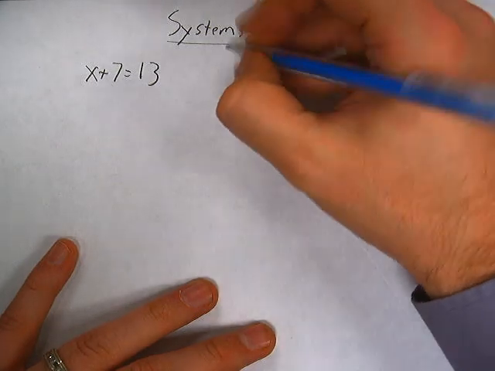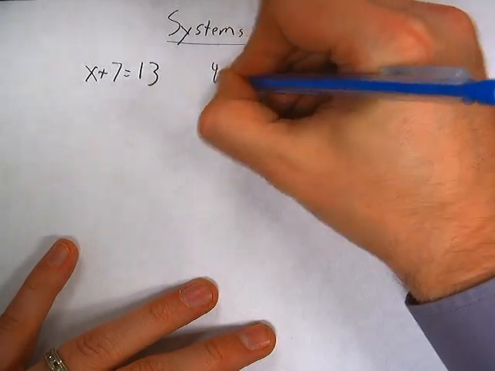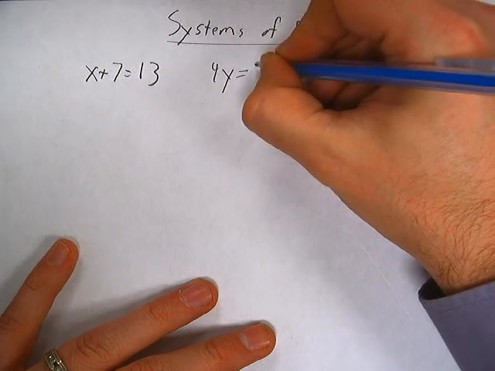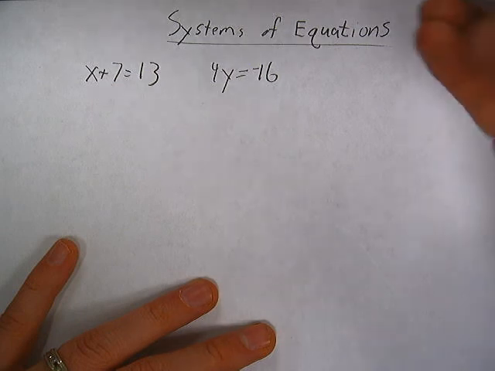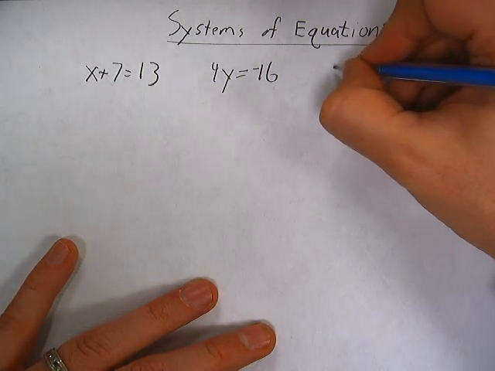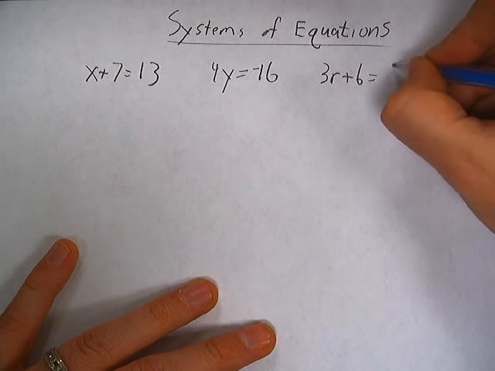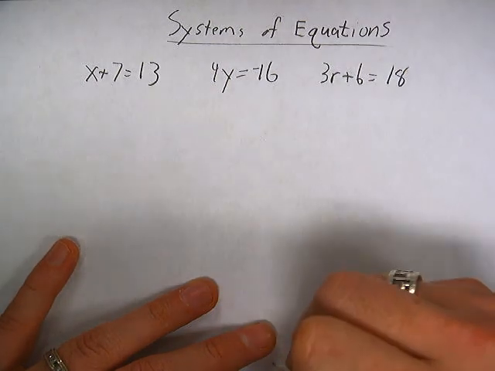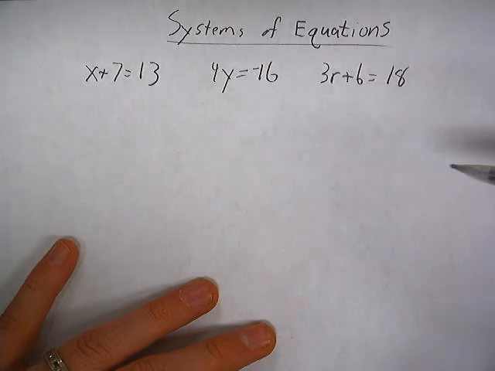You also would have done something like 4y is equal to negative 16, and you learned to divide both sides by 4. You could have combined a few ideas together and said that 3r plus 6 is equal to 18. And you have learned a two-step equation there: subtract 6, divide by 3.